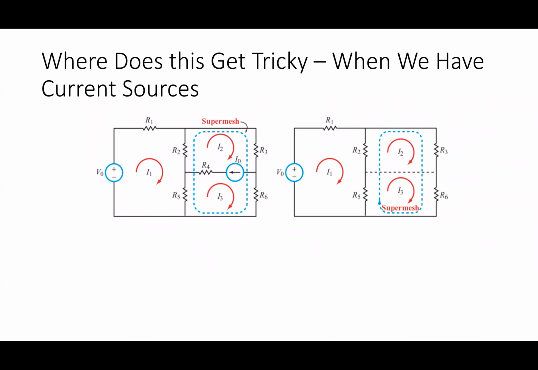All right, so where this gets tricky is when I have a quote unquote super mesh. This is like in the nodal method. When did the nodal problem have problems? And what defines a supernode in the nodal method? A voltage source in between two nodes. A voltage source in between two nodes is a problem.